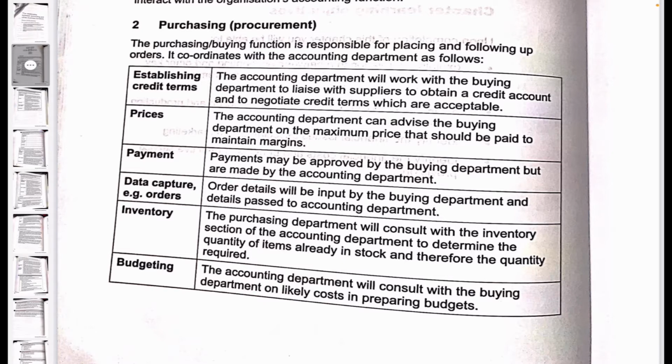Okay. Budgeting. The accounting department will consult with the buying department on likely costs in preparing budgets. Obviously, while preparing budgets you need to consider the buying department, right? So that's what the accounting department does. I hope this is clear. Establishing credit terms, prices, payments, data capture. Data capture is nothing but the order details, inventory and budgeting.